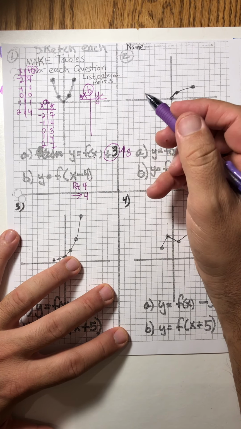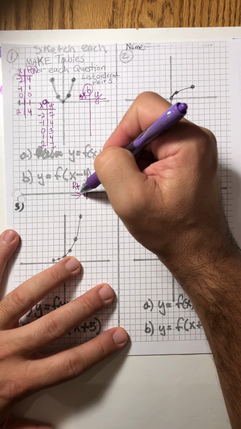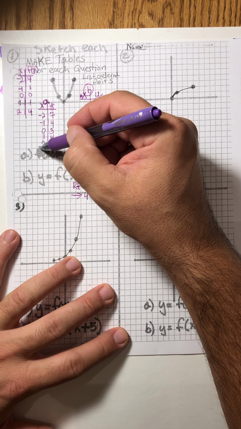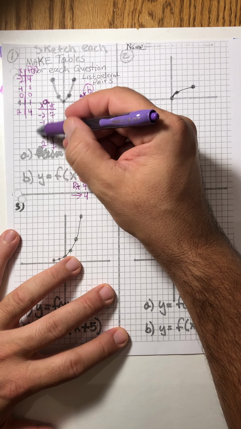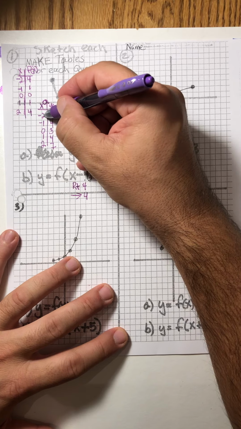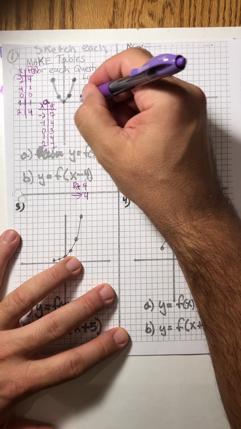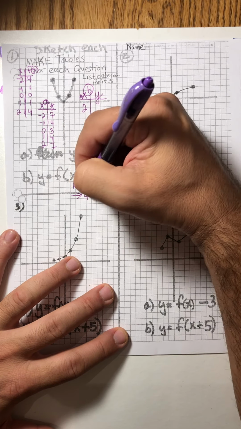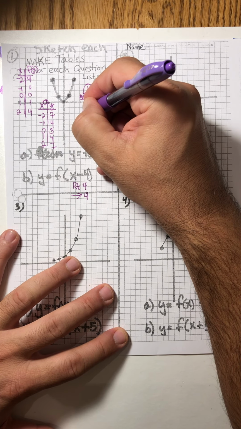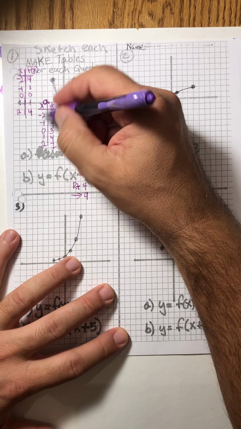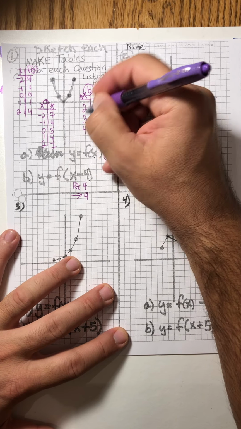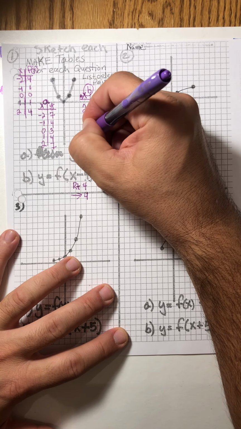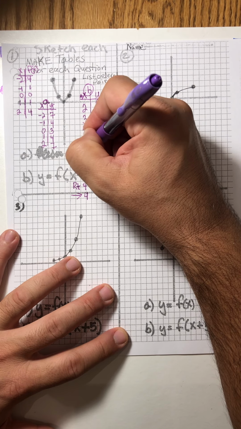So what am I going to do with every single one of these x's? We're going to add 4. So negative 2 plus 4, which is positive 2. Negative 1 plus 4, which is a positive 3. 0 plus 4 is 4. 1 plus 4 is 5. And then 2 plus 4 is 6.